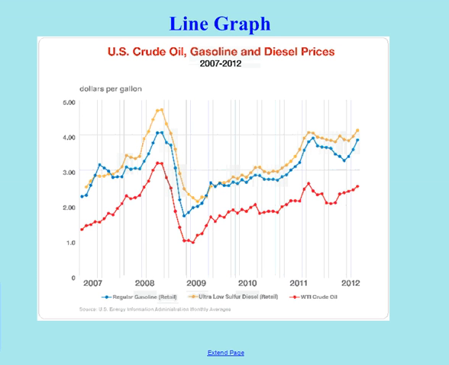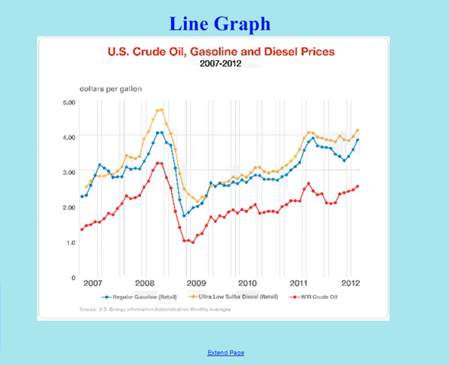Here's the use of a line graph to show the trends of U.S. crude oil, gasoline, and diesel prices through the years 2007 to 2012. We can pick apart this line graph, noting that from the year 2008 to almost 2009, we had a major uptrend in the price of these gasolines.